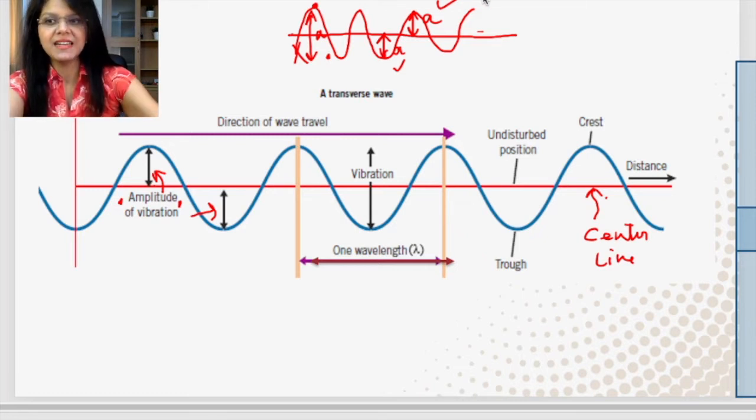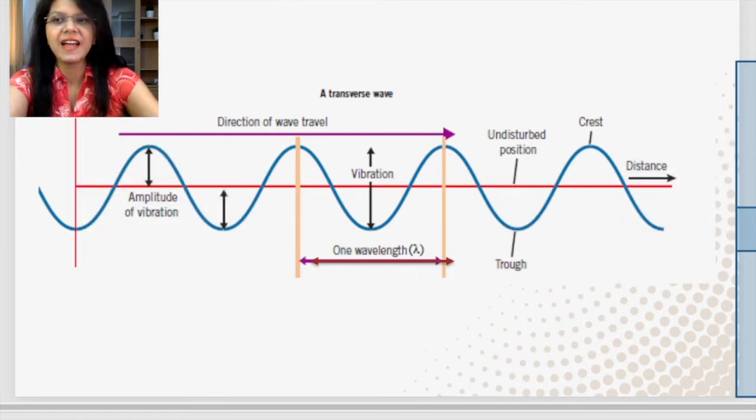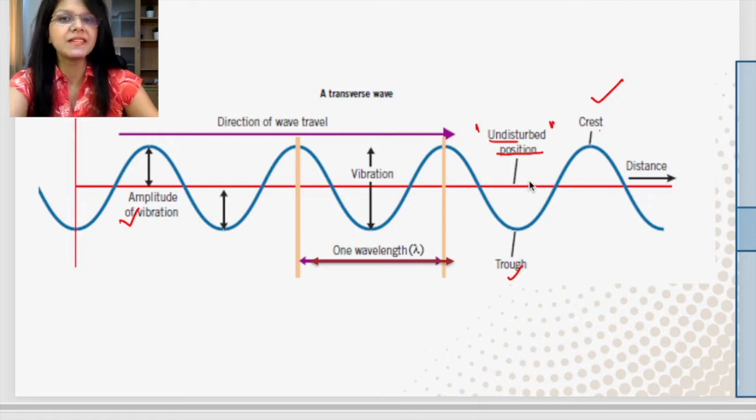So amplitude done, center line done, understanding of the trough and the crest is done. Alright, so let me put a tick mark. We have understood this. We have understood the crest and the trough. The center line is also called the undisturbed position. So many terms here on this screen we have already understood. Now the last thing that remains to be understood is the wavelength. So what is wavelength? Let me show you.